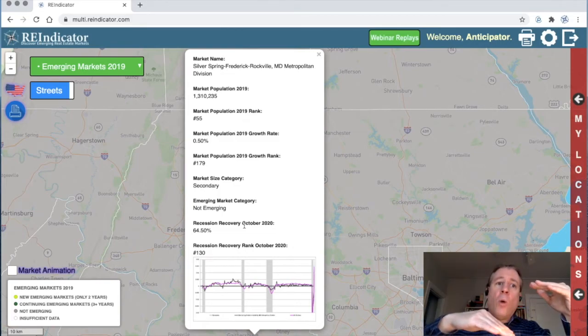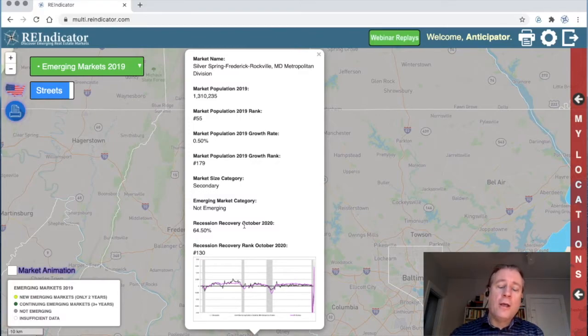So the question is, what percentage of that loss have they recovered? How far or close are they to getting back to even to where they started the recession at in the February timeframe of 2020? This particular market is 65.5% recovered, and that's sort of middling. 50 to 70% is pretty normal for most markets around the country. It's ranking 130 out of the 429 markets. So it's in the upper tier, but not the most aggressively reinvigorating, which is to be expected of that particular market because of the dynamics and the fundamentals that are in that market.